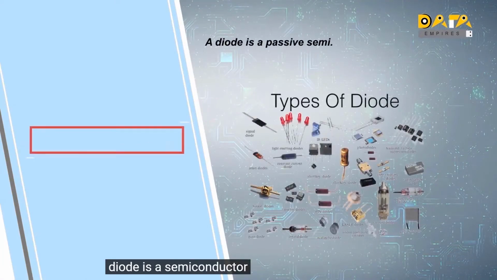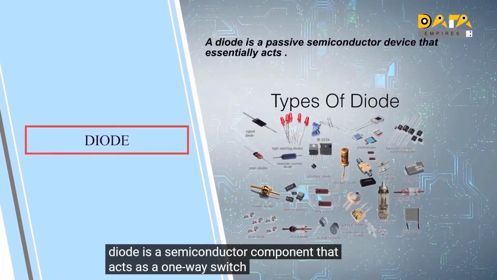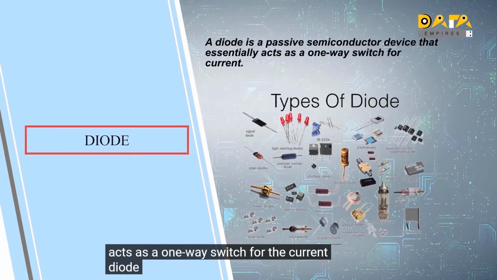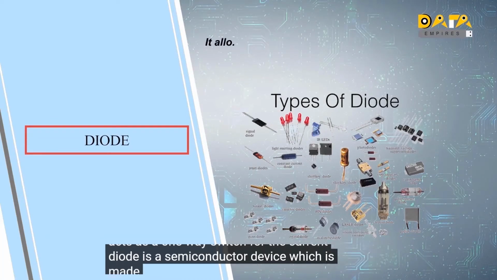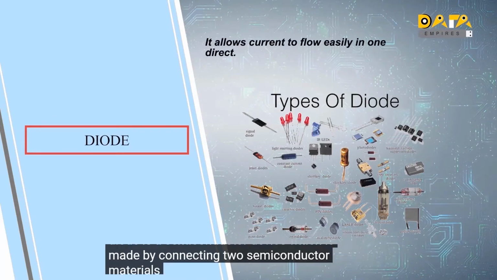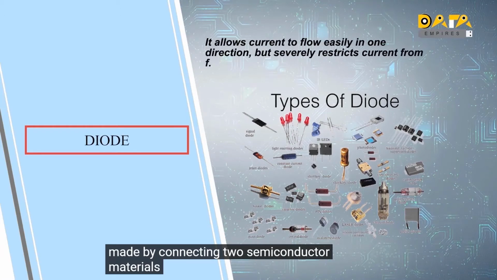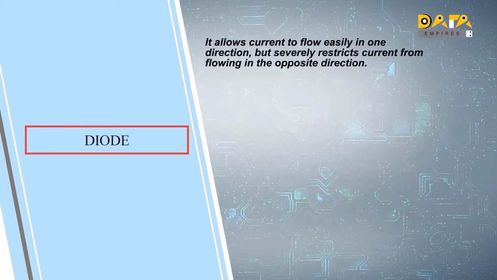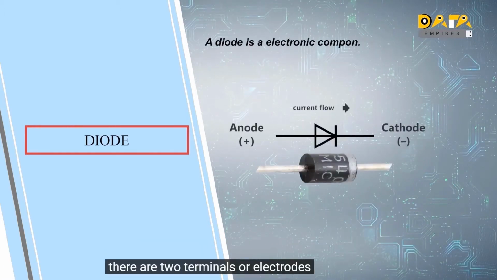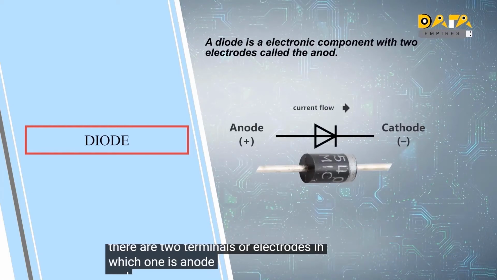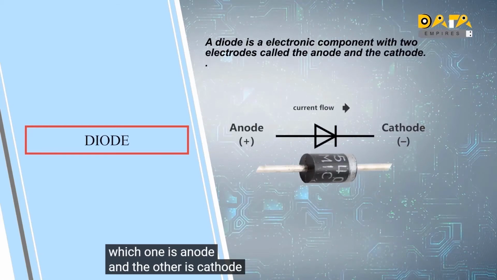A diode is a semiconductor component that acts as a one-way switch for the current. A diode is a semiconductor device which is made by connecting two semiconductor materials. There are two terminals or electrodes, in which one is the anode and the other is the cathode.